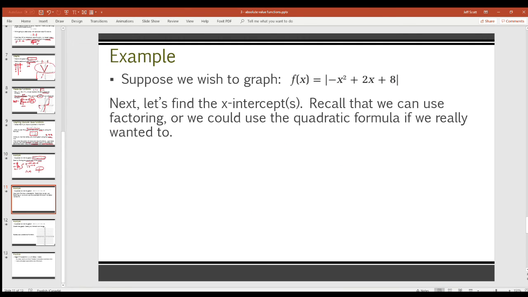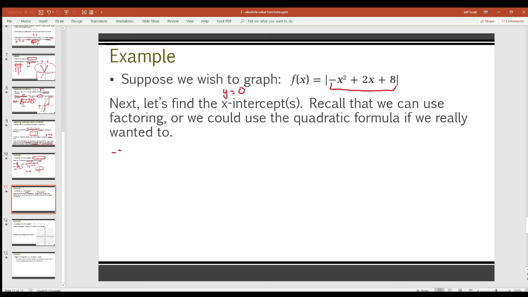So the next thing I do with these questions is find the x-intercepts. I want you to recall that to find the x-intercepts, you set your original piece equal to 0, and then you solve for the value of x, because again, an x-intercept is where y equals 0. Now, we can either use factoring, or we can use the quadratic formula if we really wanted to. Personally, I'm going to use factoring on this one.